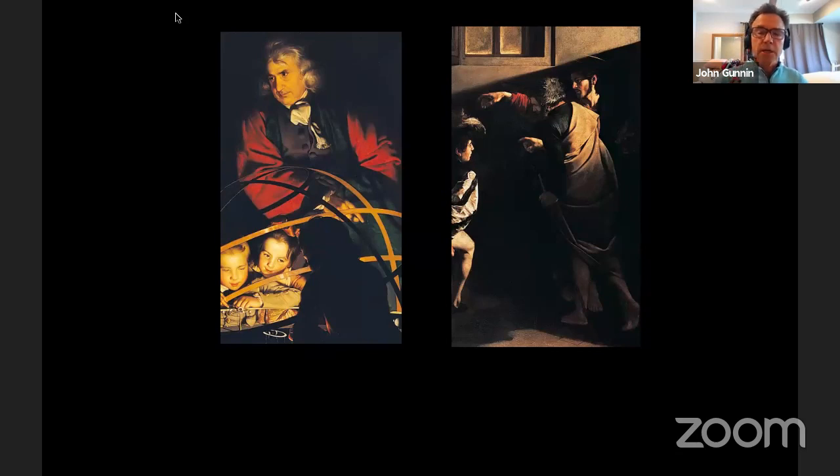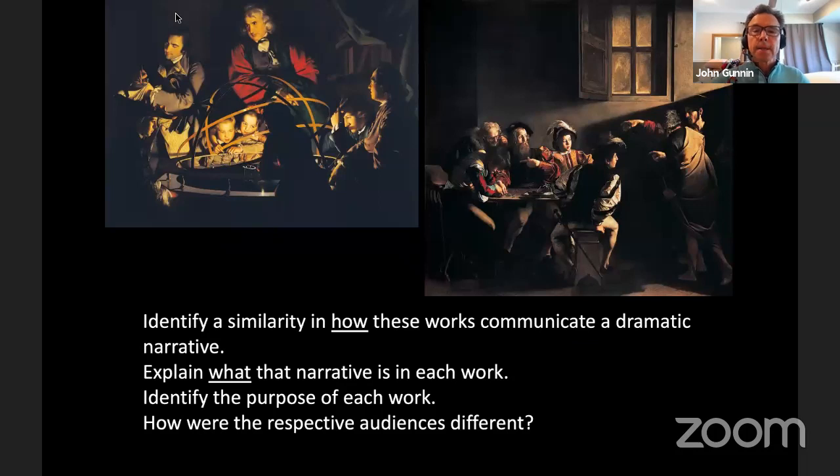Here are details from both paintings. I'm hoping that what you thought of was tenebrism and that sense of chiaroscuro, light and dark. Tenebrism has that spotlight effect, almost like a theater spotlight shining on a face to highlight it against a very dark background.